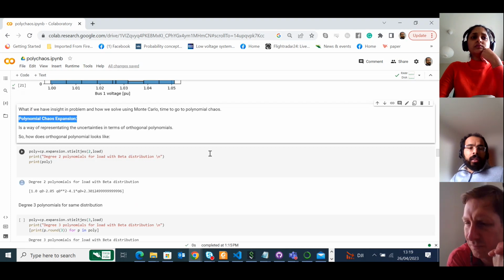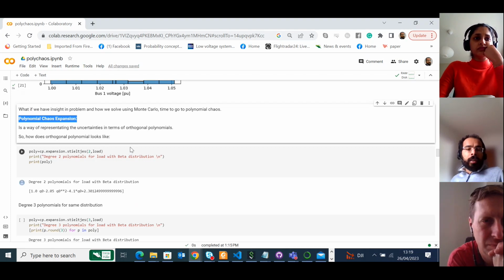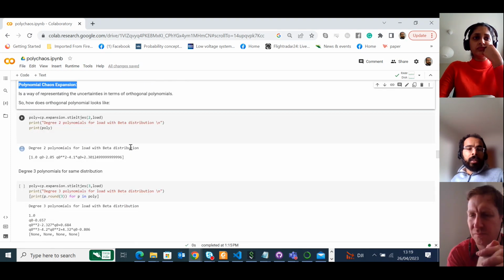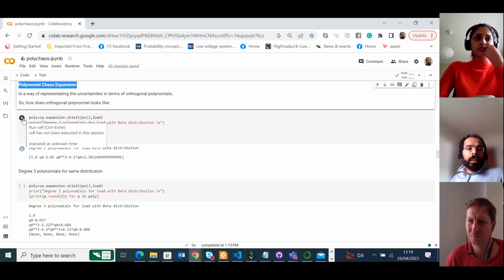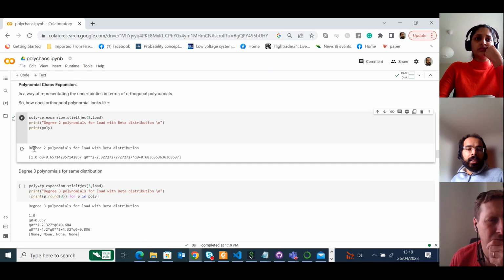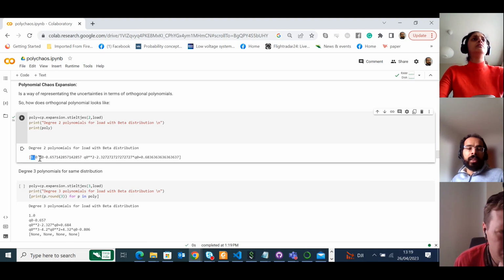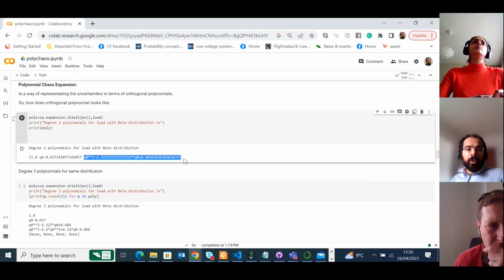So coming back, now we have this, as I said, how we represent the uncertainty in terms of polynomials. And how does the polynomial look? It is something like that. If it is a degree 2 polynomial of the load with a beta distribution, you get something like 1, then q naught minus something, then q naught squared minus 2.2 q naught plus 0.68 or something like that. So for the load, this is our polynomial basis.